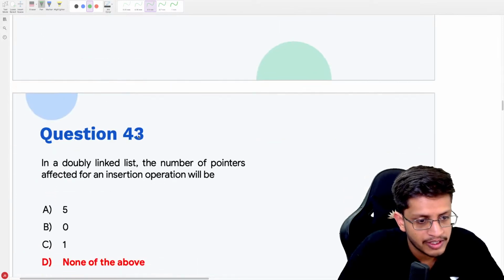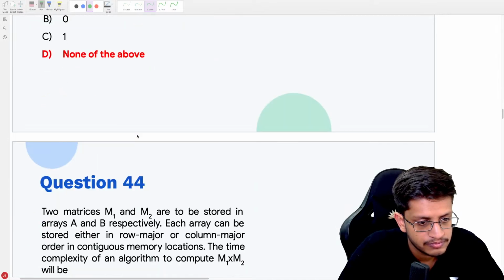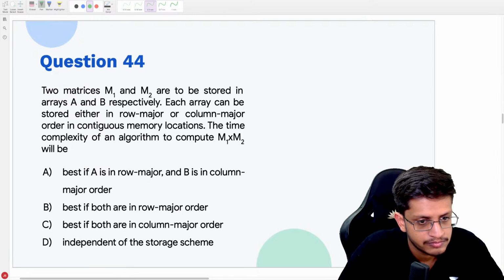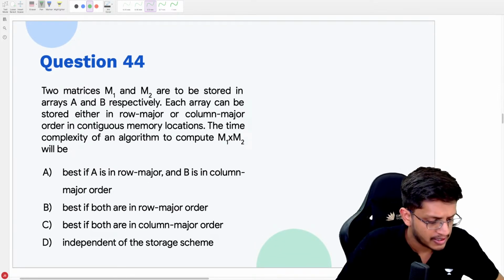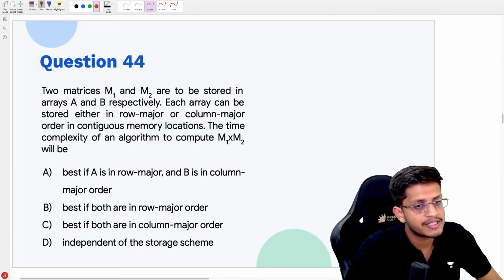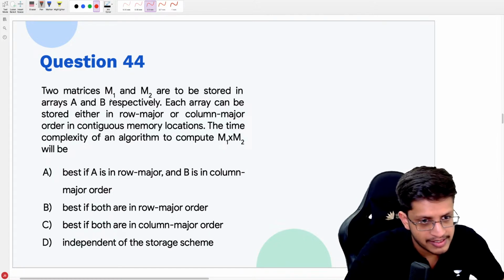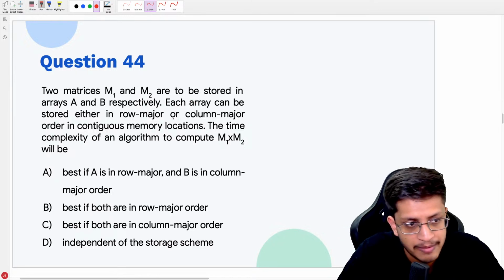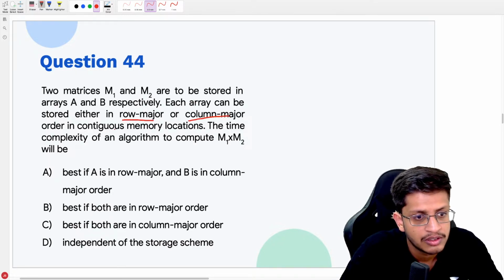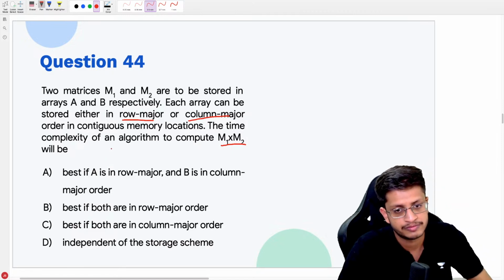Okay, let's move to the next problem. This question has been asked in GATE before. Two matrices M1 and M2 are to be stored in arrays A and B respectively. Each array can be stored either in row major or column major order in contiguous memory locations. The time complexity of an algorithm to compute M1 into M2 will be.